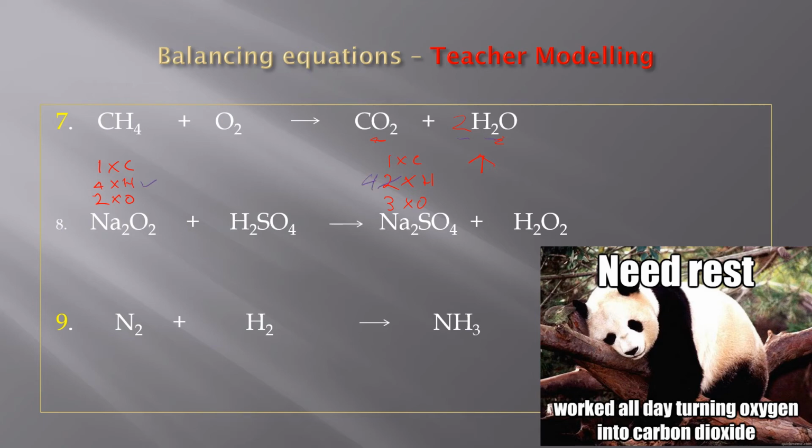4 hydrogens, that's good. But now I have 2 oxygens there, 2 oxygens there. I have 4 oxygens. 2 in the carbon dioxide and 2 in the water. So I have to change the other side. So if I put 2 in there, what do I now have? 2 times 2 is 4 oxygens, all balanced. See how we did that one? By adding the 2 in front of the oxygen and the 2 in front of the water.